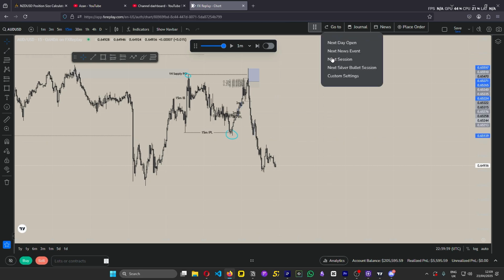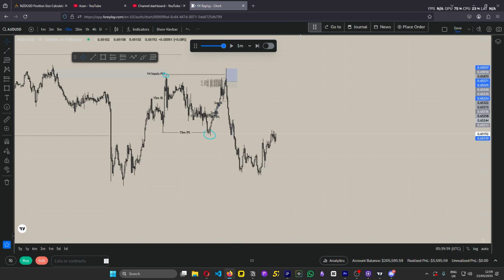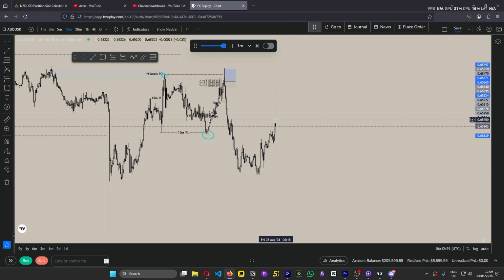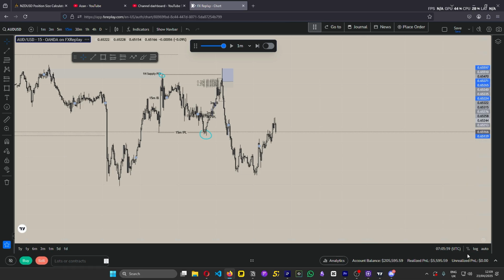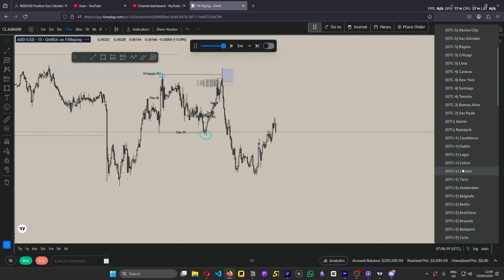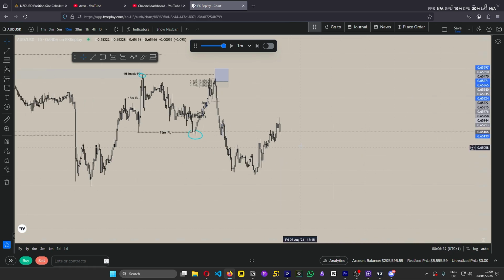Let's see. It's not 8 AM yet, so we're going to be waiting for 8 AM. Wait, is this UT+1 I need to do? Yeah, so we're now at 8. We can clearly see that we failed to break these lows, and we're trying to move higher, but we are in this 15 minute because it's the last break of structure.